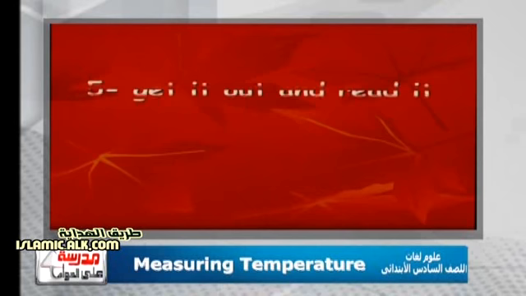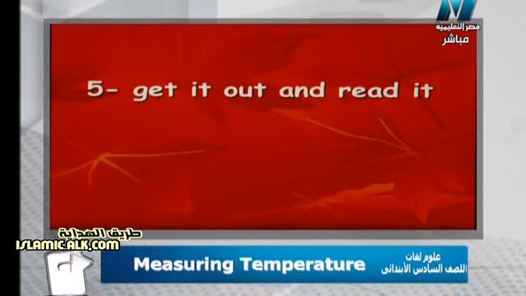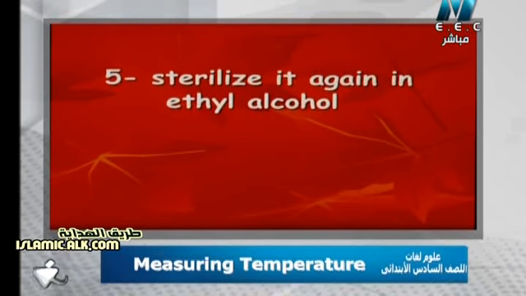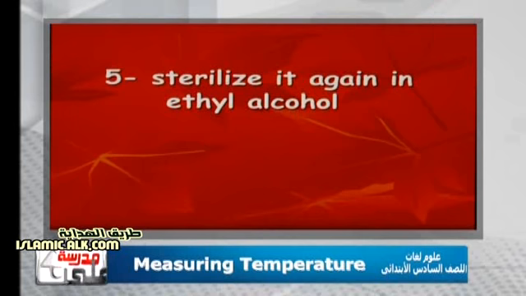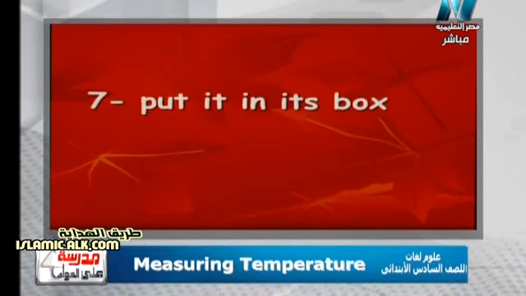Number 5, the fifth step: get it out and read it. I take it out of the patient's mouth and read it to know the temperature well. And at last, sterilize again with ethyl alcohol. After that, put it in its box.